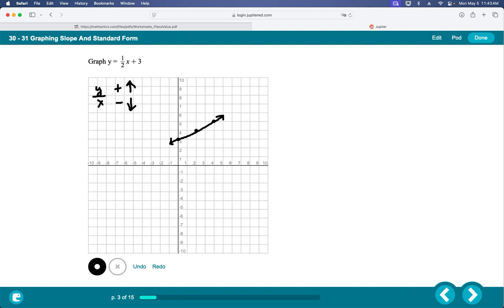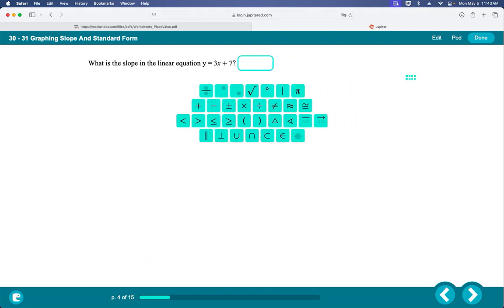It's really that easy. You just need these two numbers, where it crosses and how the point moves. This tells you the angle, right? Up 1 over 2. Not so hard. You can do this. The slope here is just the number 3.